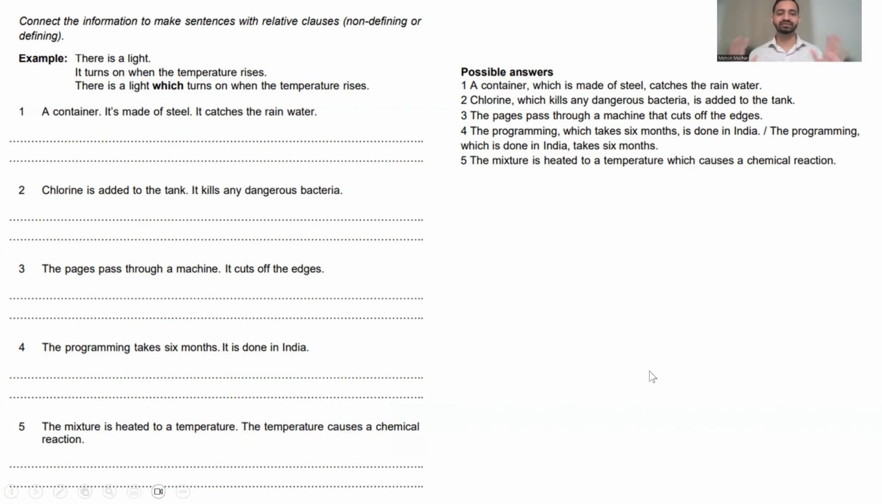So the program takes 6 months. It's done in India. The programming takes 6 months. The programming which takes 6 months is done in India, or the programming which is done in India takes 6 months. Logically, both sentences can be used, and they both mean the same thing. So as long as the meaning doesn't change, you can use either way. You can change the order of the relative clauses.